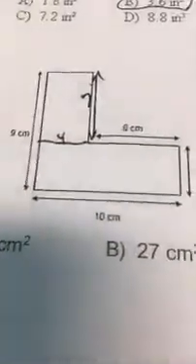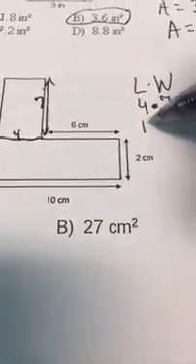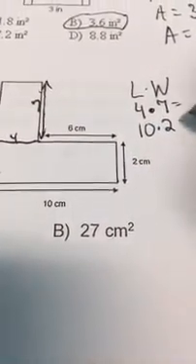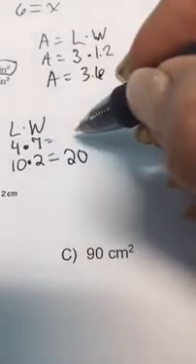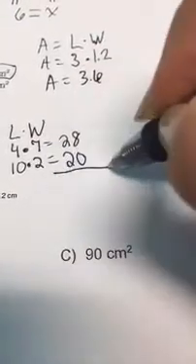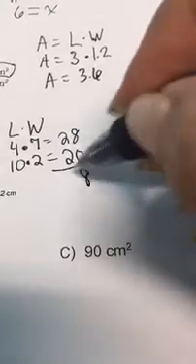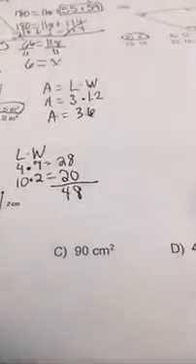This rectangle down here is going to be 10 times 2. So we know 10 times 2 is 20 and 4 times 7 is 28. Once you've gotten those areas, you can just add them together to get the total area, which is going to be 48 centimeters squared.